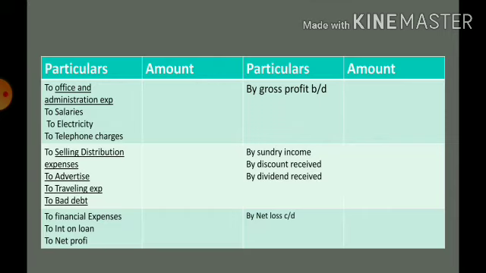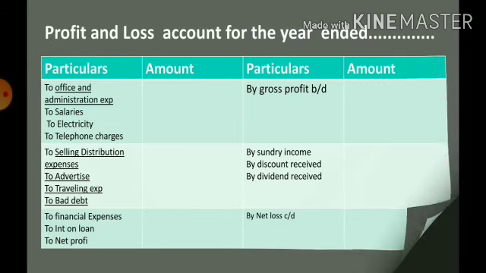Here, if our credit side, that is income, is more than debit, that is expenses, then we are going to earn net profit. And if our expenses are more, that is debit side is more and credit side, that is income, is less, then naturally we are going to suffer net loss. These will be transferred to partner's capital account or current account.